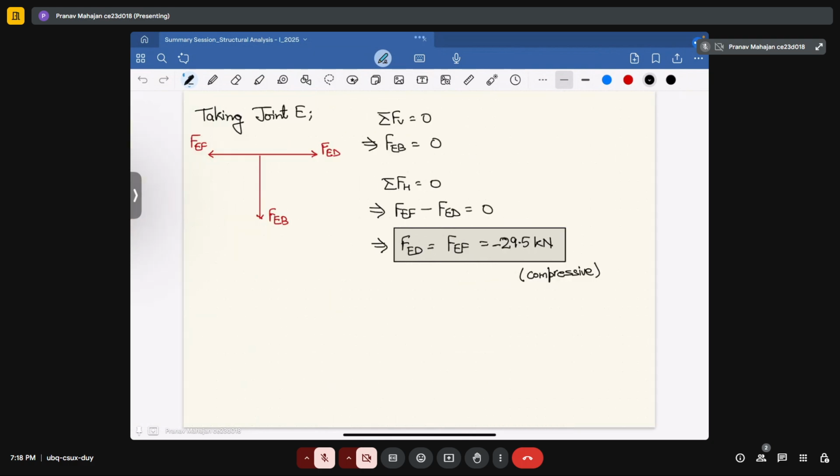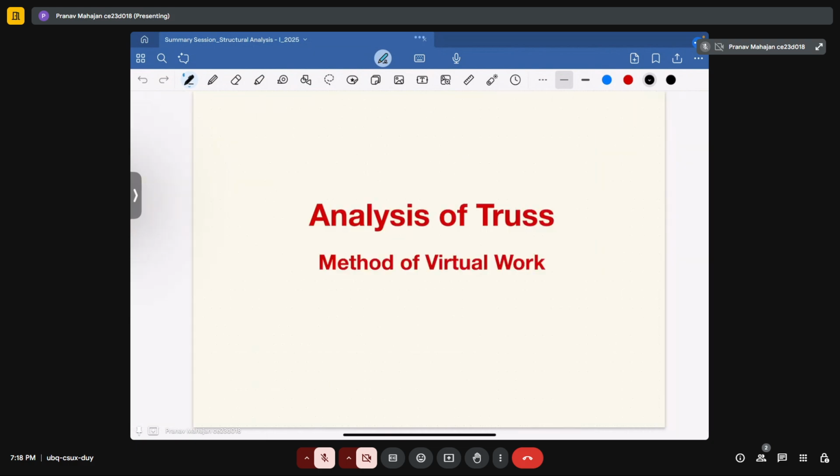Okay, from this we got to know all the two forces that are asked in the question. And in the similar way, if you want to calculate all the member forces, you can move to each and every joint and then calculate the member forces using equilibrium equations. Okay, so this is how we use method of joints in particular section.